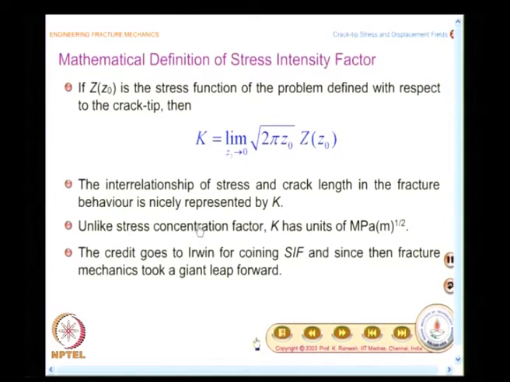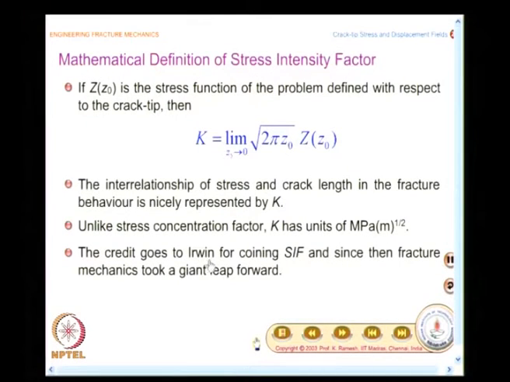And I have already mentioned that K has units of MPa root meter, which is quite different from our knowledge of stress concentration factor, which was just a number. In the case of stress intensity factor, you have very funny units. Where do you get hurt? When you do the unit conversion from FPS system to SI system, you have to be very careful. If you are not careful, you can get erroneous results.